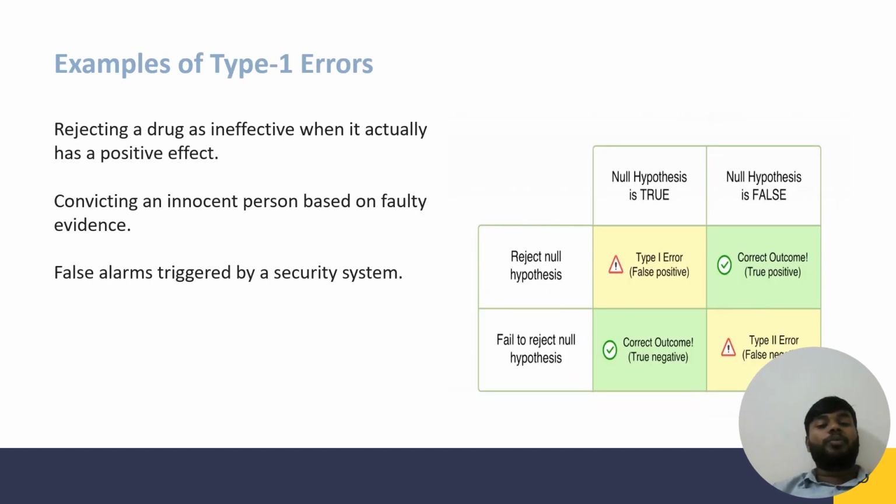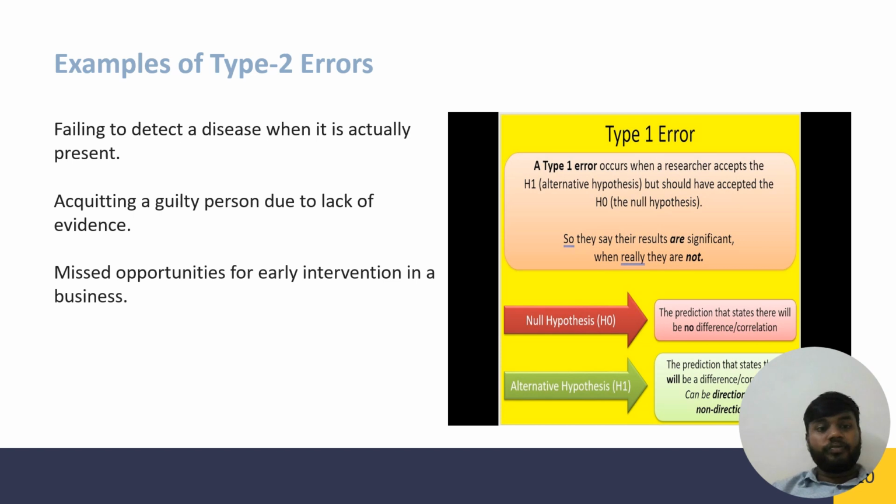Examples of type 1 errors: rejecting a drug as ineffective when it actually has a positive effect, convicting an innocent person based on faulty evidence, a false alarm triggered by a security system. Examples of type 2 errors: failing to detect a disease when it is actually present, acquitting a guilty person due to lack of evidence, a missed opportunity for early entry in a business.